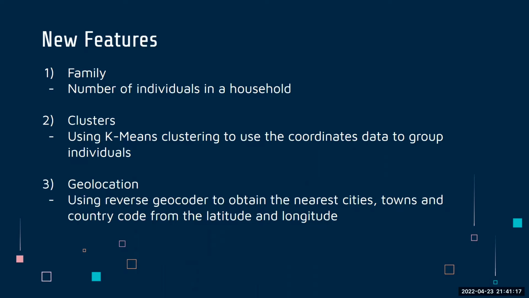Clusters is a feature that is generated using k-means clustering via the use of coordinates data. The optimal number of clusters is determined by the sum squared error, while geolocation uses a reverse geocoder to obtain more information on the nearest cities, towns, and country code, which serves as additional categorical features that can be converted into suitable inputs via one-hot encoding to improve model performance.